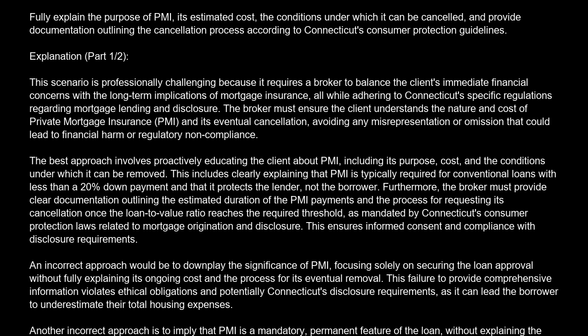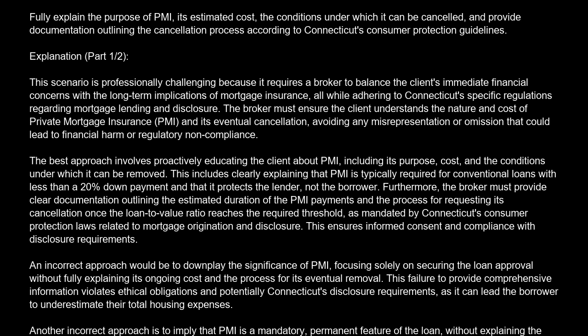Explanation. This scenario is professionally challenging because it requires a broker to balance the client's immediate financial concerns with the long-term implications of mortgage insurance, all while adhering to Connecticut's specific regulations regarding mortgage lending and disclosure. The broker must ensure the client understands the nature and cost of private mortgage insurance, PMI, and its eventual cancellation, avoiding any misrepresentation or omission that could lead to financial harm or regulatory noncompliance.